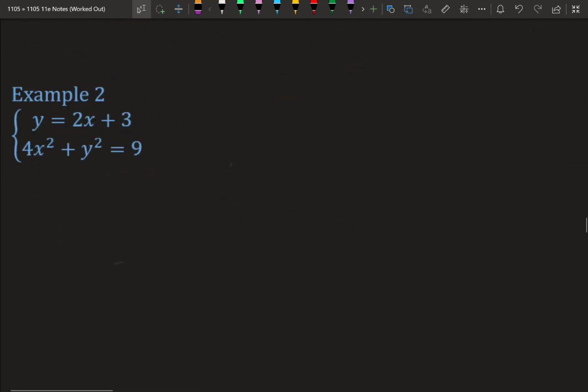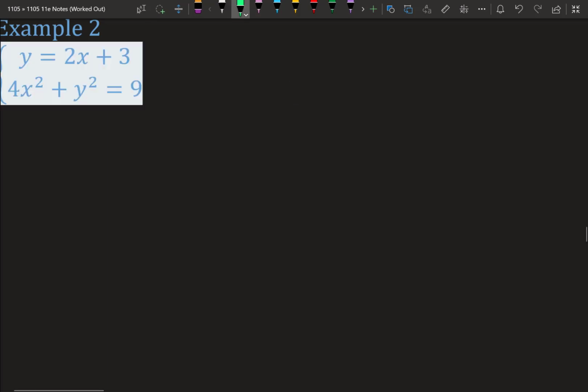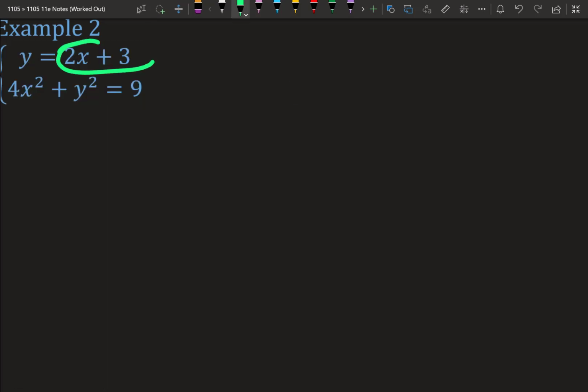Alright, next example. So I'm going to look at my two equations. They don't have any of the same variables. We have x squared, y squared, and x and y. Doesn't work, so I need to use substitution. So I need to solve for a variable in any equation. This is already solved for. I'm going to plug it in. I don't have to do any work.